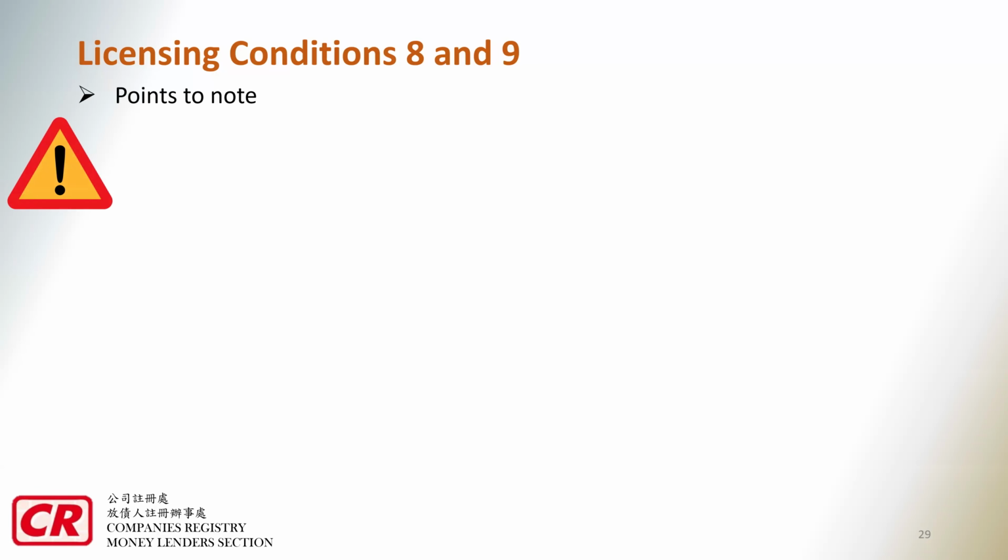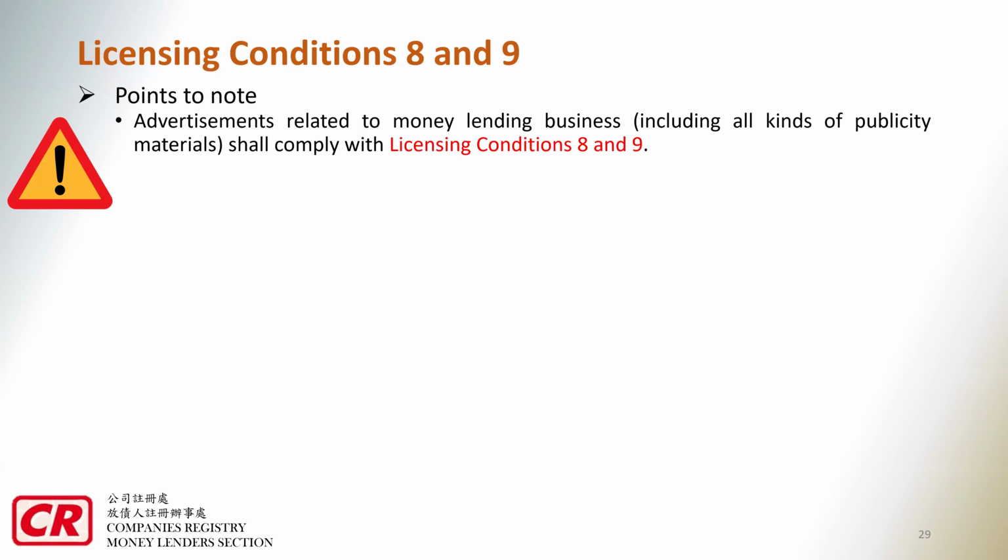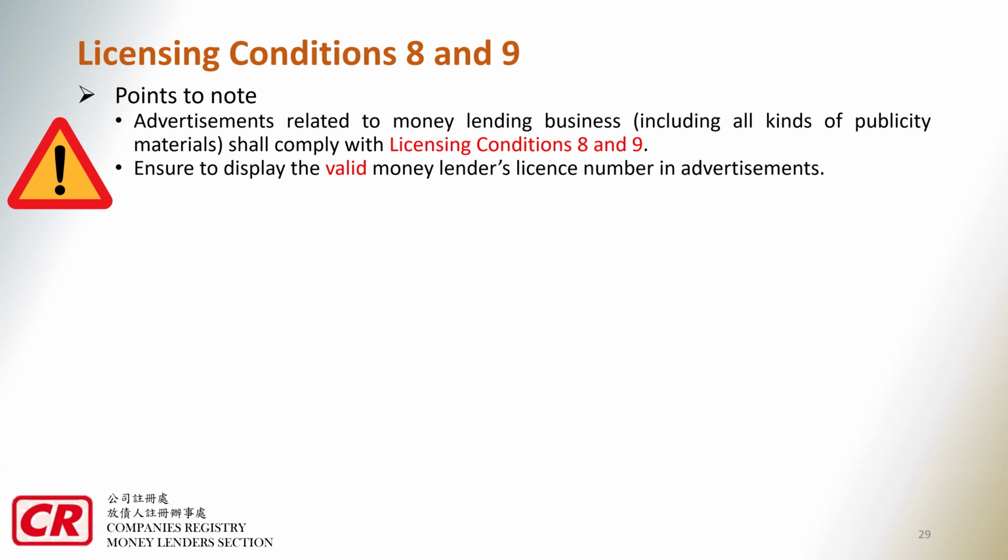And for licensing condition 8 and 9, there are a few points for you to pay attention to. The first one is advertisement relating to money lending business, including all kinds of publicity materials, shall comply with the licensing condition 8 and 9. And moneylenders shall ensure the display of valid moneylender's license number in advertisement.